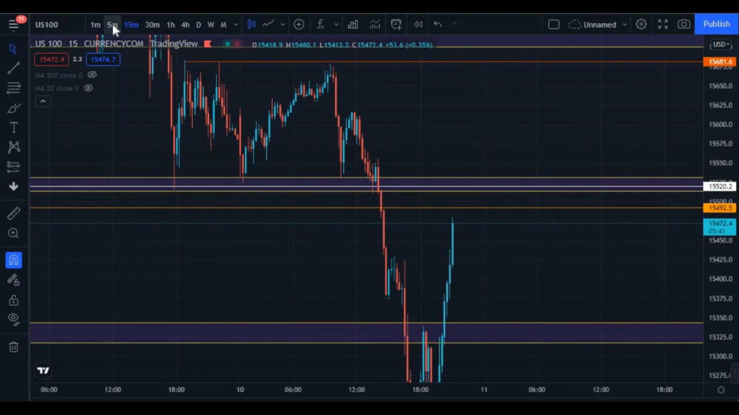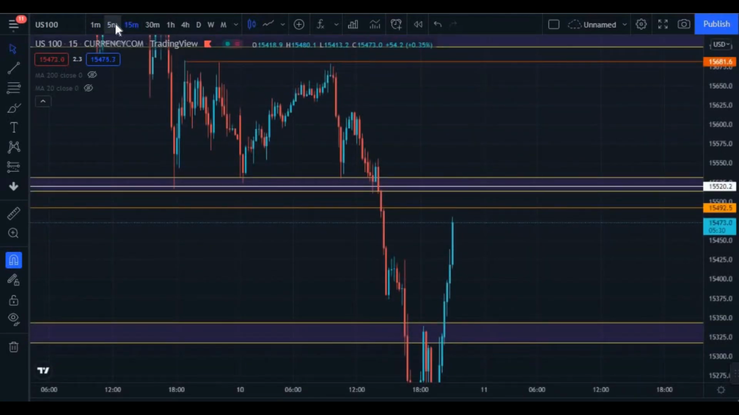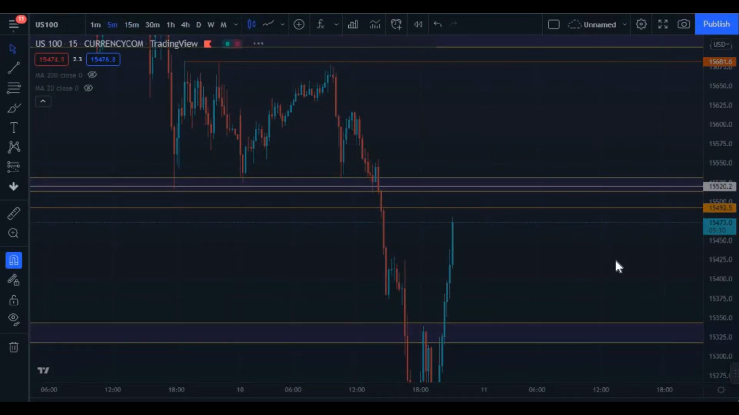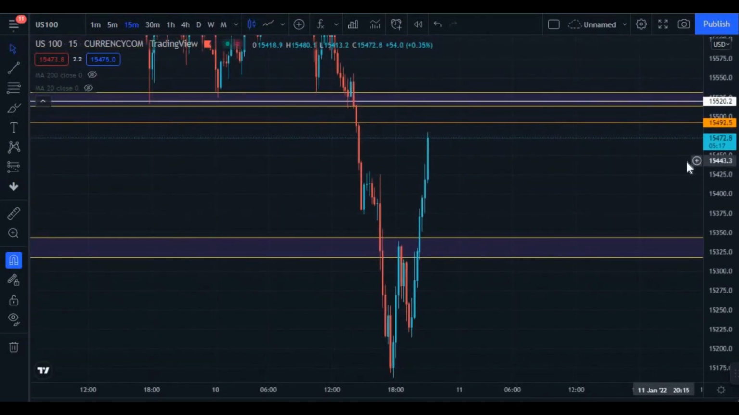So let us go into our 5-minute time frame. Sorry guys, a 5-minute time frame to get an in-depth analysis of what really went on with this chart, right? Sorry, the computer is lagging a bit. Okay, never mind it. So yeah, we got our chart on the 15-minute time frame.